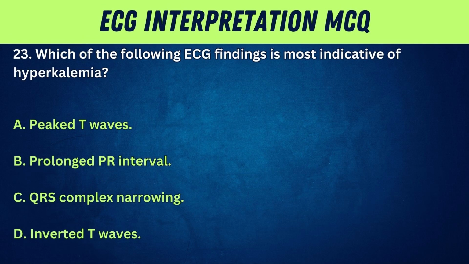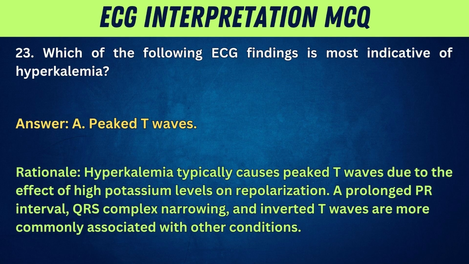23. Which of the following ECG findings is most indicative of hyperkalemia? A. Peaked T waves. B. Prolonged PR interval. C. QRS complex narrowing. D. Inverted T waves. Answer: A. Peaked T waves. Rationale: hyperkalemia typically causes peaked T waves due to the effect of high potassium levels on repolarization. A prolonged PR interval, QRS complex narrowing, and inverted T waves are more commonly associated with other conditions.